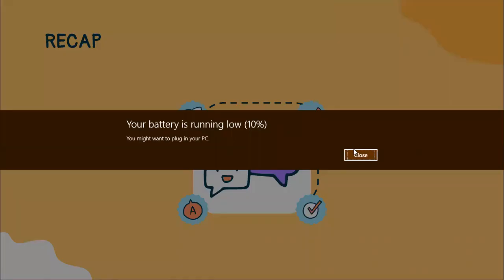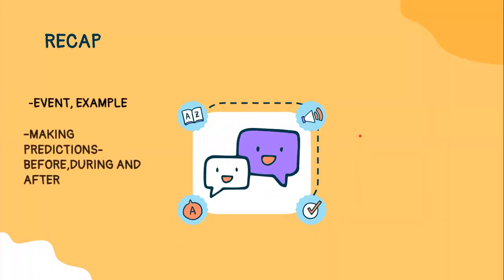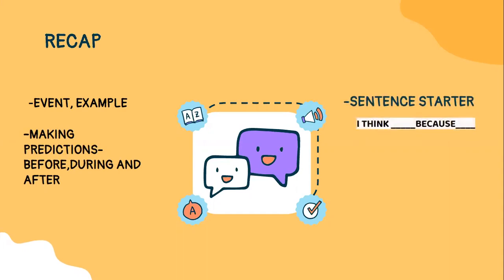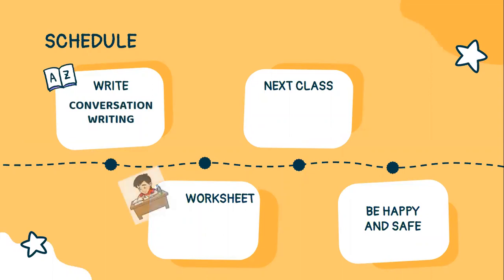Now let us quickly recap, warriors, what we have seen. We have seen what is an event, example, and we also made predictions before, during, and after reading. And we used the sentence starter, I think, dash, because, dash. What are the two new words which we learned today? Black and blue, pincers. P-I-N-C-E-R-S, pincers. And now write the conversation. This is the schedule. And worksheet, do the worksheets which I have now shown you.